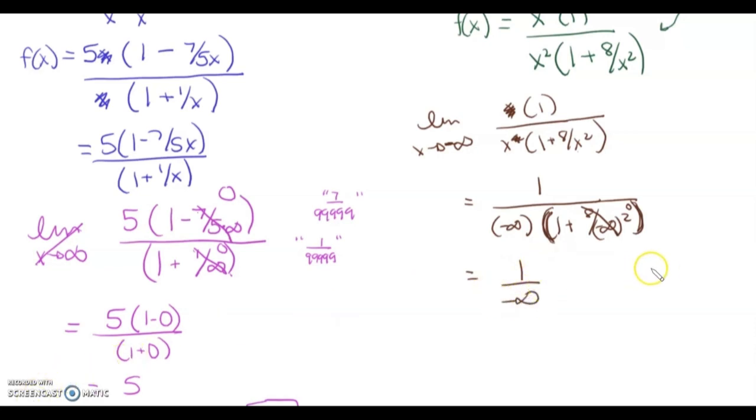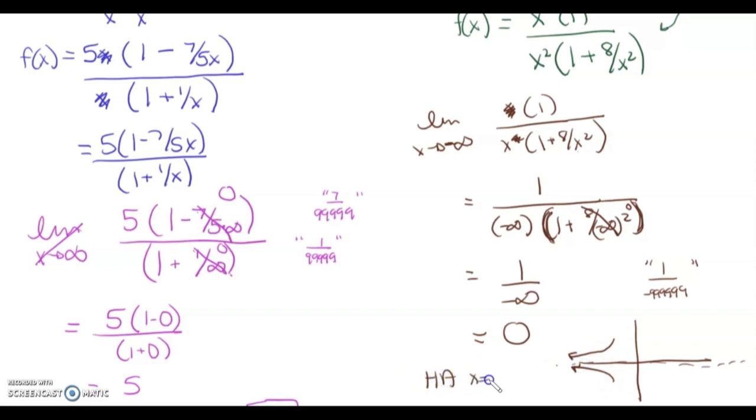And if you were to put this into your calculator, even as 1 over negative 99999, what you're going to see is that this is going to tend to 0. So the limit as x approaches negative infinity of this function here, there's going to be some horizontal asymptote at 0, and we're going to approach it from either above or below. So let's say the horizontal asymptote is y equals 0.